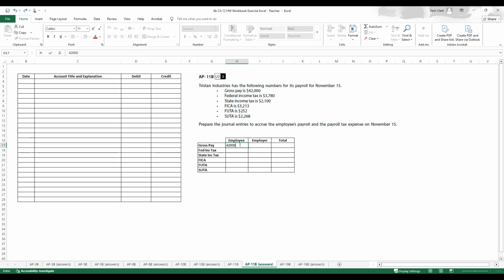So gross pay tells us is 42,000, and again that's just the employee portion. That's the payroll piece. So there's nothing that has to do with the employer there. The federal income tax is 3780, and while businesses do pay federal income taxes, what we're talking about here is the withholdings for payroll specifically, and that would be for the employees, because the employees' earnings, right, that's the amount that they are taxed on.